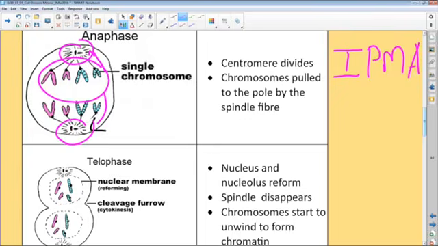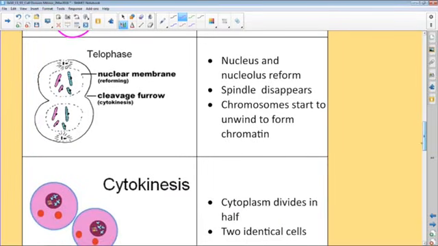We need to end things. So we've got interphase, prophase, metaphase, anaphase. And our final phase, where the division of our nucleus, our karyokinesis, is done, is the telophase.